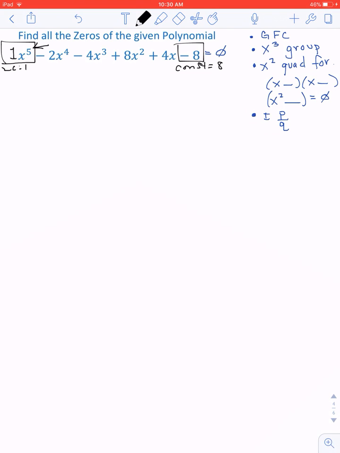And using the fundamental theorem of algebra, why do we care that it's x to the 5th? We need to find 5 zeros. That tells us how many solutions we should be able to factor completely out of this. All right, so using the rational roots theorem, make your list of plus or minus p over q.